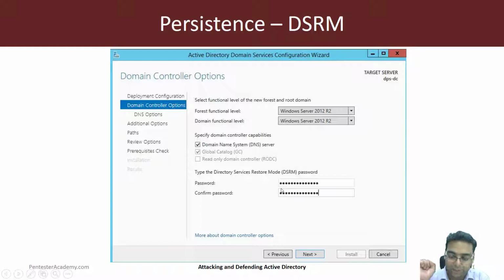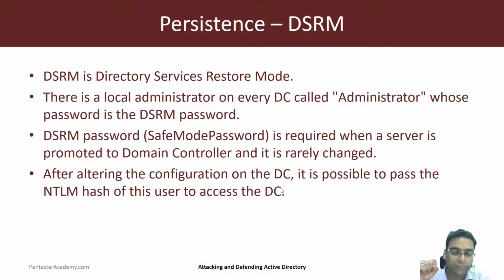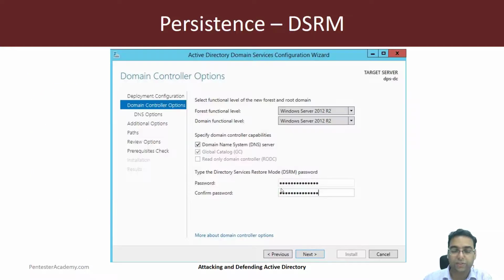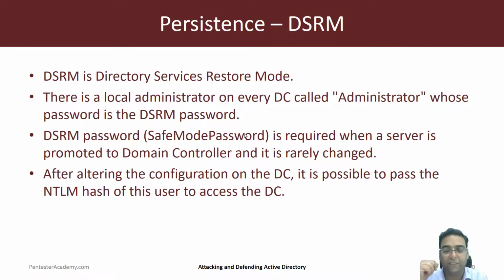So what is this DSRM password? This password is assigned to a local administrator on the domain controller. It's not the RID 500 domain administrator, but there is a local user called administrator on every domain controller to which this DSRM password is assigned. As we saw, if you're using a GUI, the DSRM password is asked like this. If you're using a script, it is called the safe mode password. Once again, it is used when a domain controller needs to be rebooted in safe mode, right?